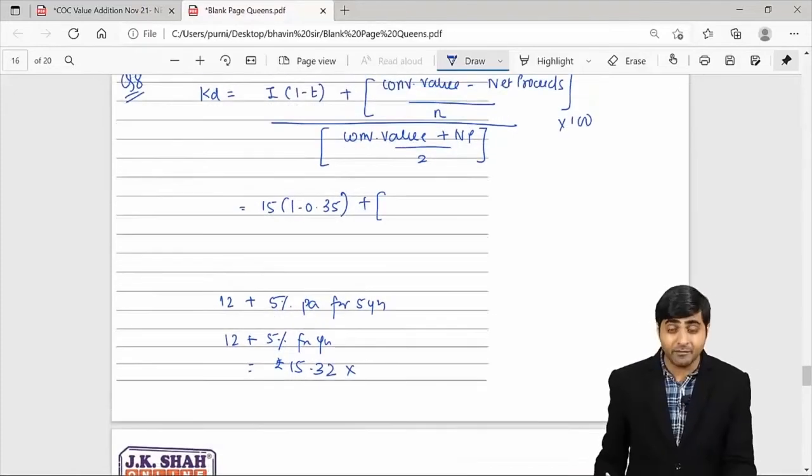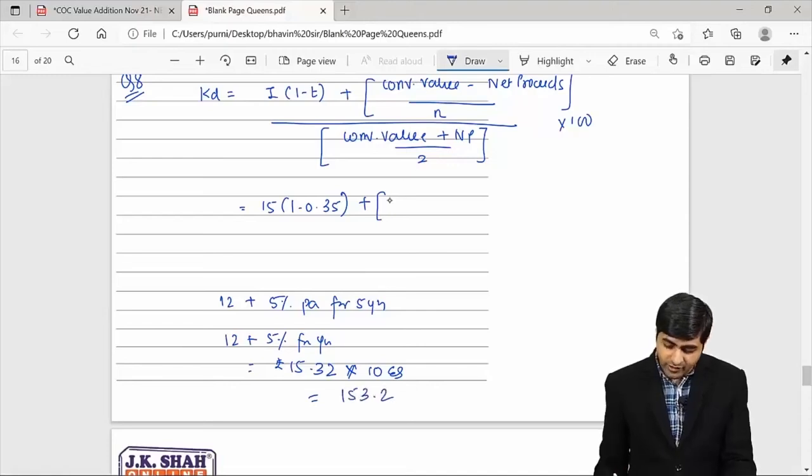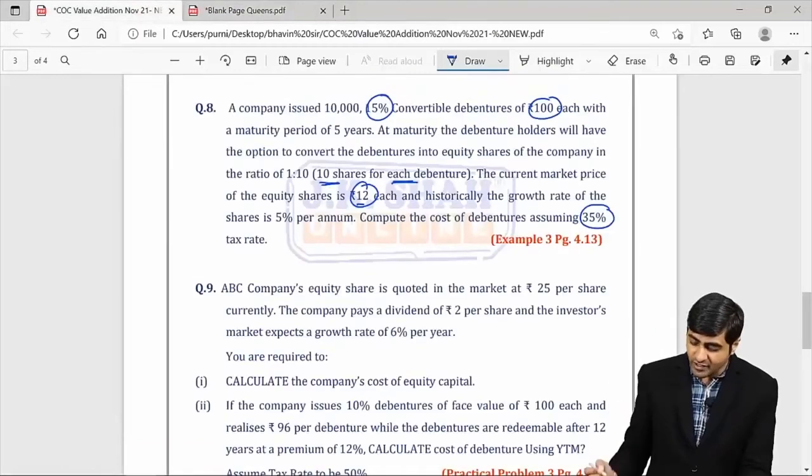We need to multiply it by 10 equity shares. So that will be 153.2. So you can consider your conversion value as 153.2. What is your net proceeds?